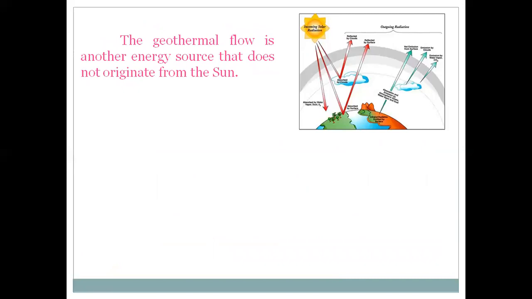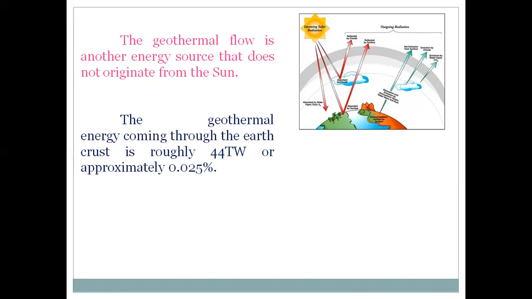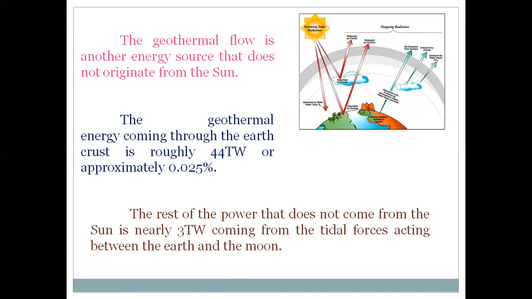Of course, one more energy other than solar energy is geothermal flow. What is geothermal flow? We know the temperature is very high on the inner side of the earth. Due to this difference in temperature, we can produce some energy. So geothermal flow is another energy that does not originate from the sun. The geothermal energy coming to the earth's crust is roughly 44 trillion watt, or nearly 0.025%.